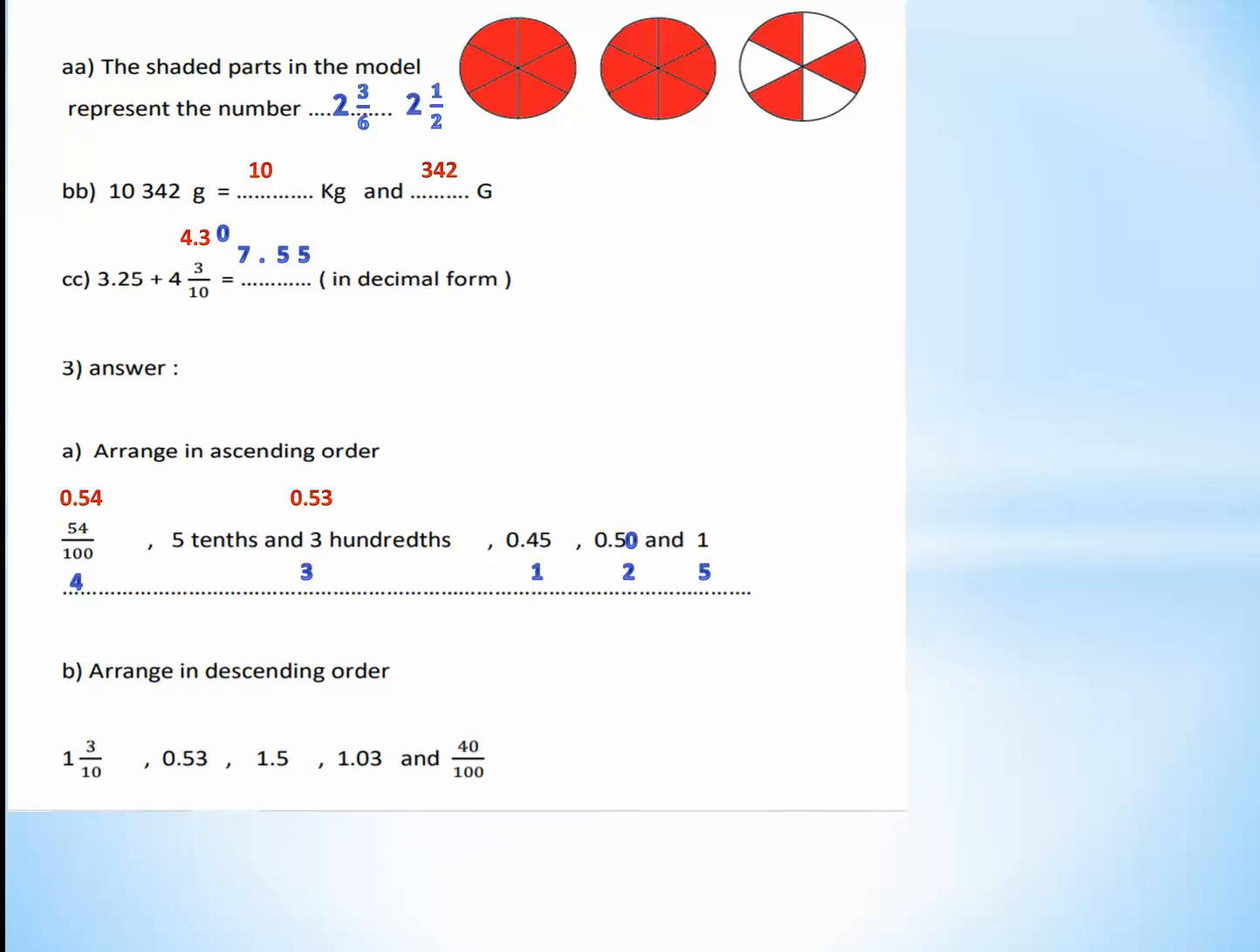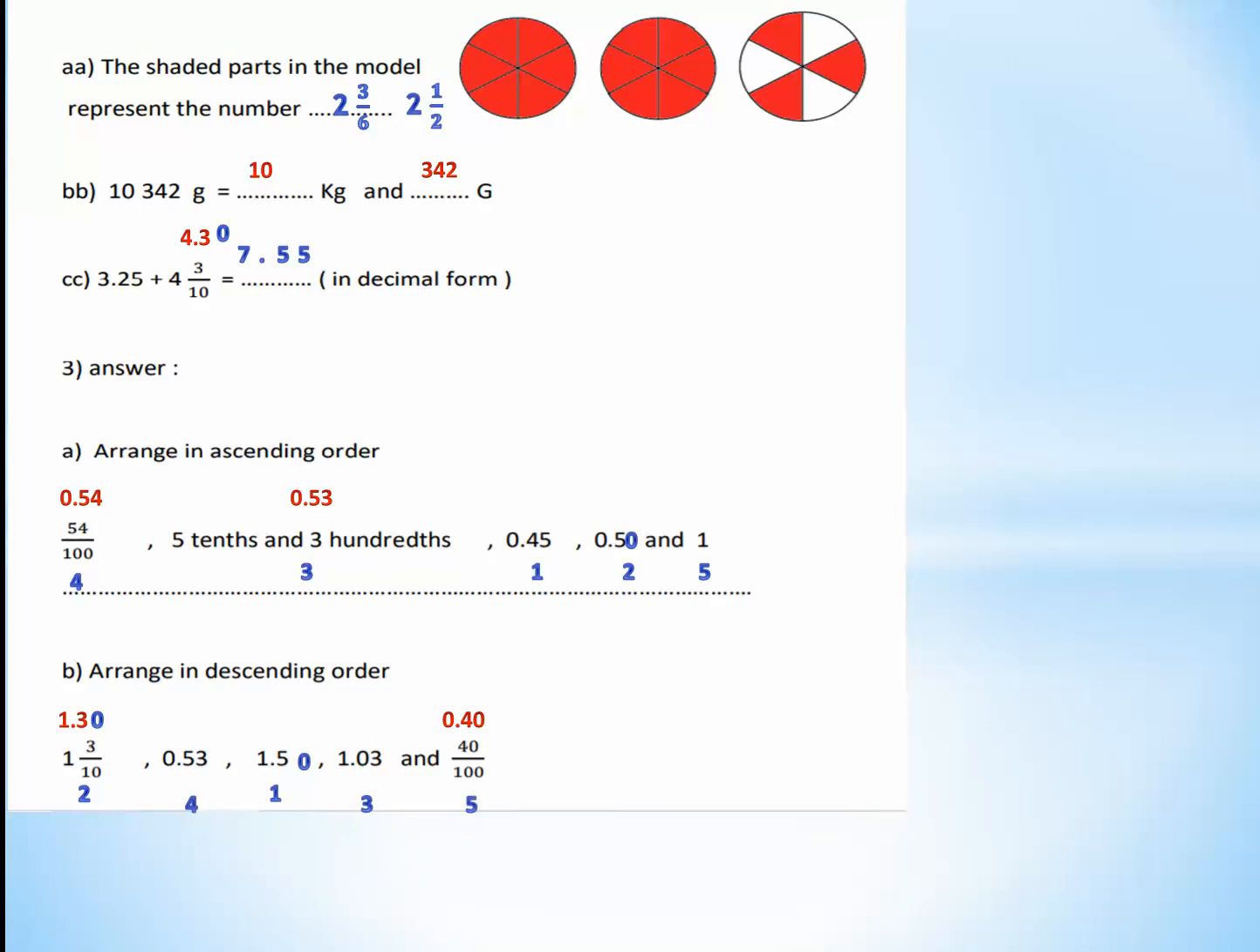Arrange in descending order. 1.3 and here 0.40. We must make them equal decimal places, so we are going to put here 0, and we will put here 0 and start to arrange. Okay, descending means from the biggest to smallest. From the biggest whole here is 1, so let's see which one is the biggest. 1.50, number 1, and this is number 2, and this is number 3, and this is number 4, and this is number 5.